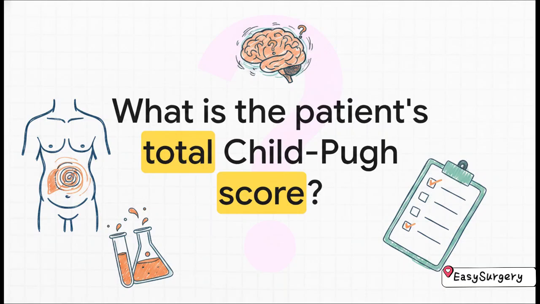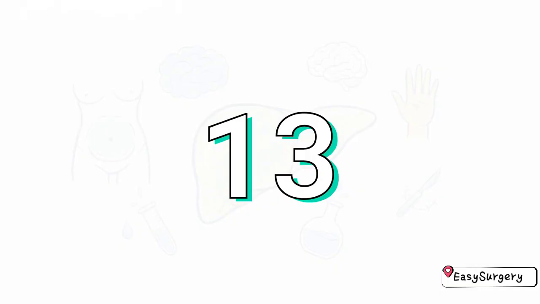Take a second. Calculate their points for each parameter, add them up. Got it? What's their total Child-Pugh score? Did you get 13? Let's quickly break the math down. Bilirubin of 4 is over 3, so that's 3 points. Albumin of 2.5 is under 2.8, so that's another 3 points. And INR of 2.0 falls right in that middle tier, giving us 2 points. Moderate ascites gets 3 points, and grade 2 encephalopathy gives 2 points. 3 plus 3 plus 2 plus 3 plus 2 equals exactly 13.